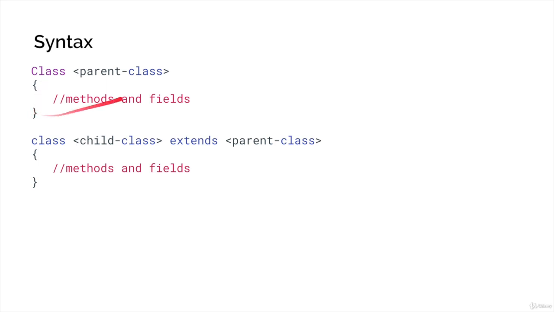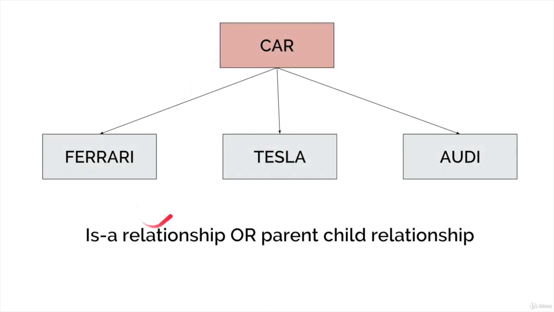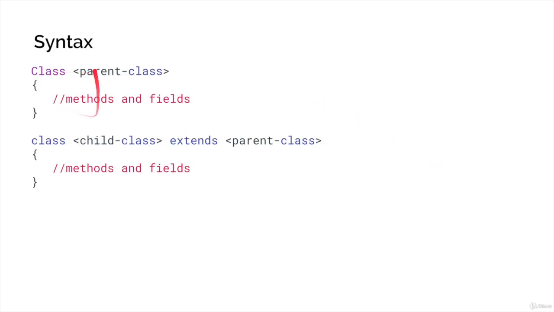So we can define class over here: class, parent class. In this particular relationship, I would like to mention that car is also known as the parent class, and Ferrari, Tesla, Audi are also known as child classes. In the syntax we have to mention class, parent class. We have to first define the parent class, and define the corresponding methods and fields.